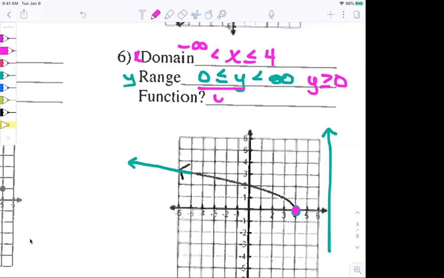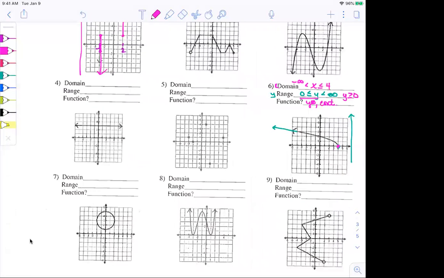This is a function, and it's also continuous, because where it starts, it continues forever. There aren't any holes or breaks in the graph. Questions? Okay, we're going to do one more. Let's look at number 9.